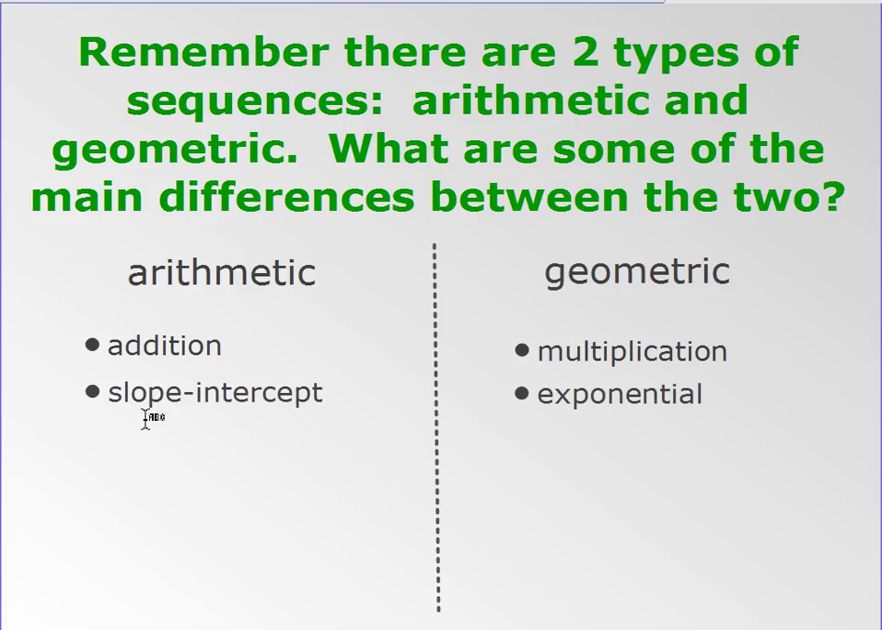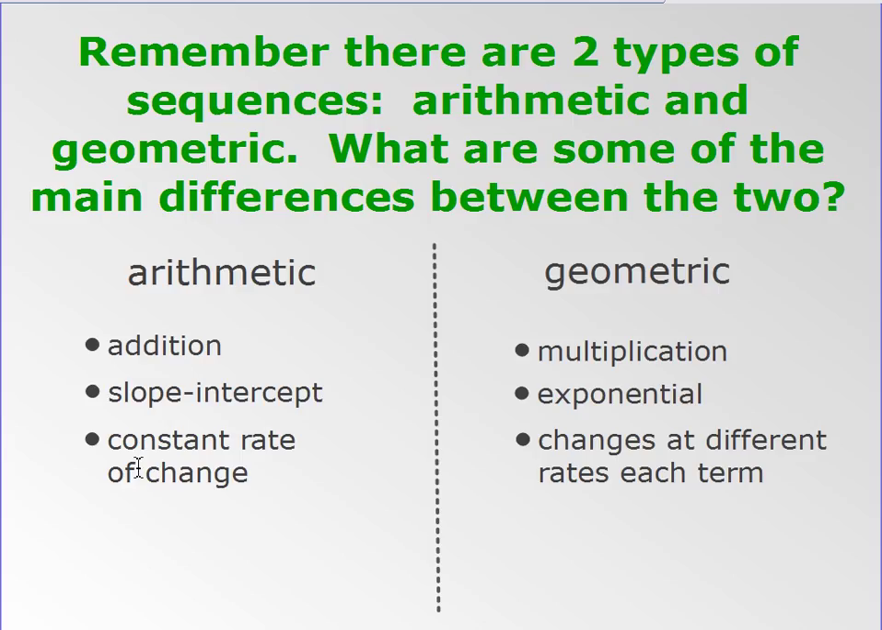If you haven't noticed this before, the explicit formula for arithmetic sequences is an equation that's in slope-intercept form, or can be written in slope-intercept form. So if I were to graph an explicit formula for an arithmetic sequence, it would be linear. It would be a straight line. A geometric sequence, however, if you take the time to look carefully at its explicit formula, is an exponential equation. So if I were to graph a geometric sequence, it would have that special exponential curve.